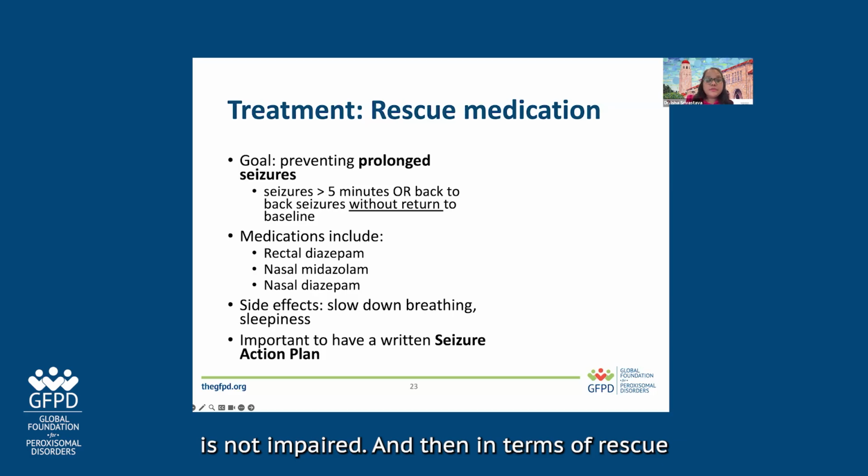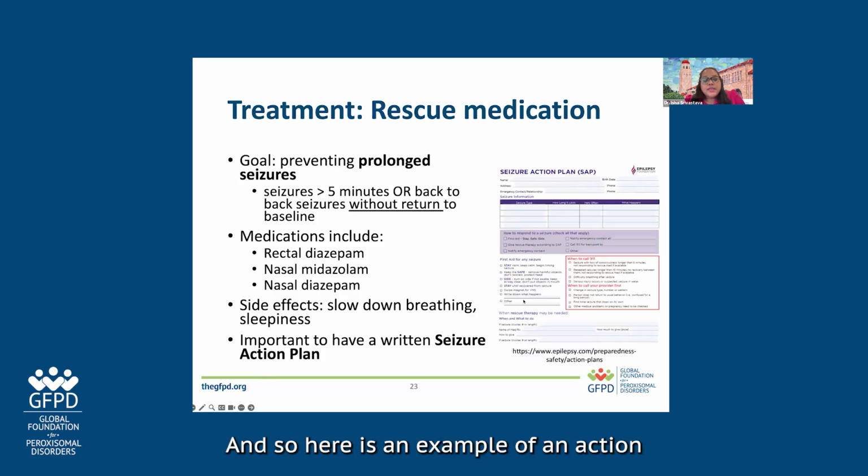And then, in terms of rescue medication and seizure treatment, it's really important to have a written seizure action plan from your neurologist. And this outlines when to give the rescue medication, what to do when the individual is having a seizure. And so here is an example of an action plan. This is from the Epilepsy Foundation. But many neurologists and offices have their own seizure action plans. It's important to keep one at home as well as share one with school or daycare.